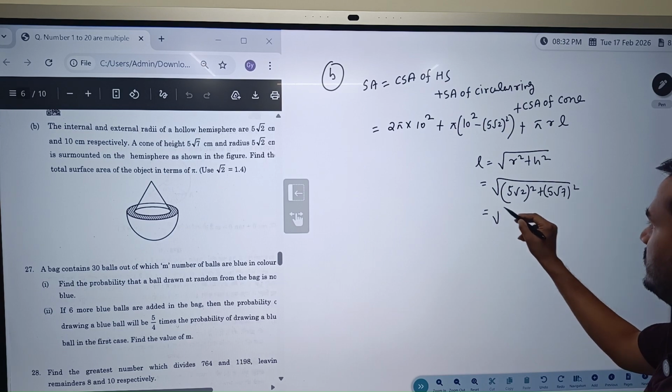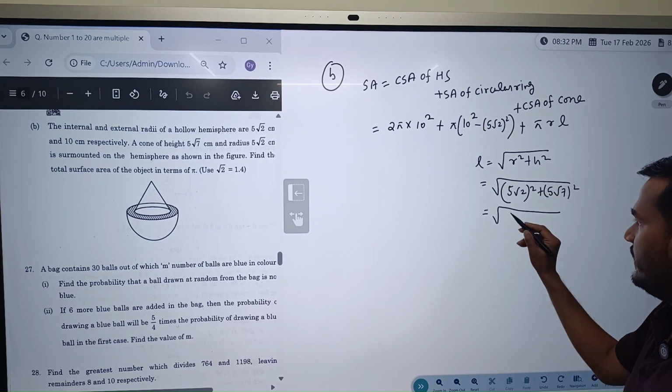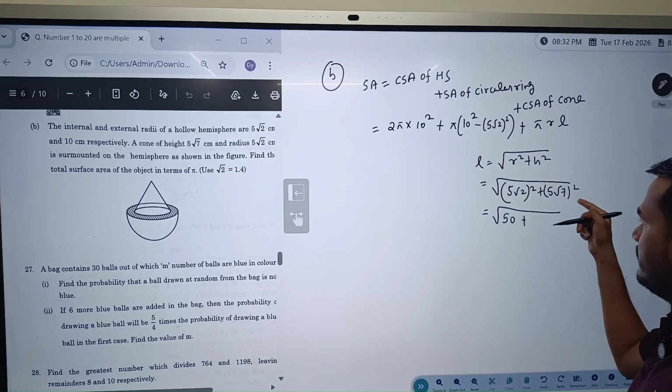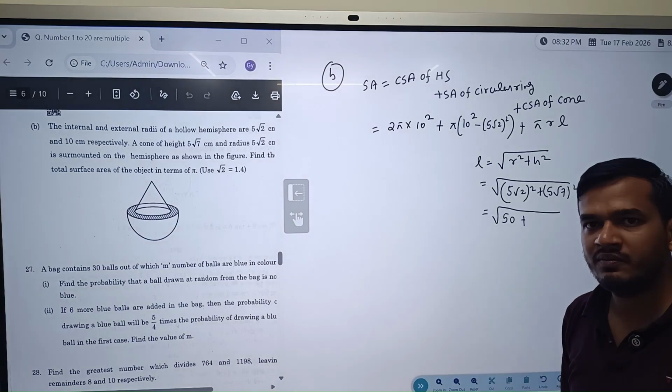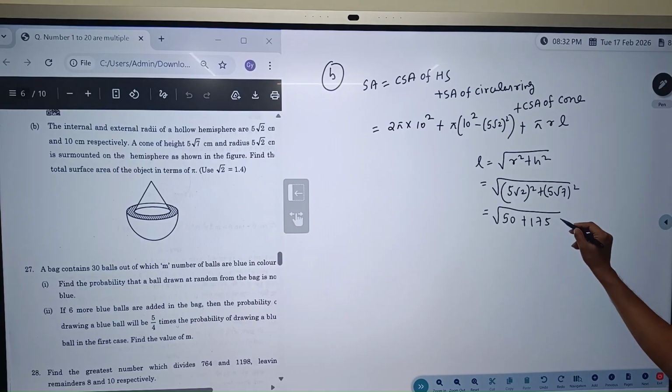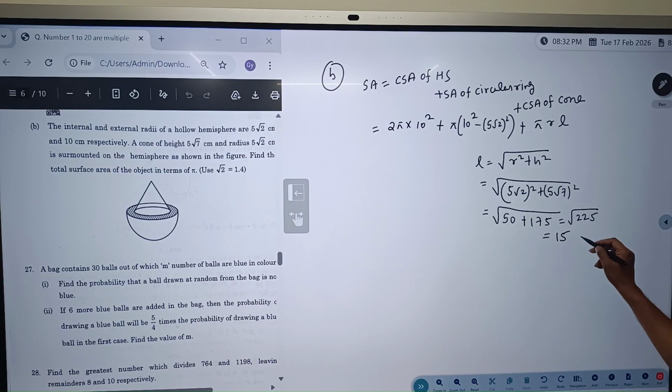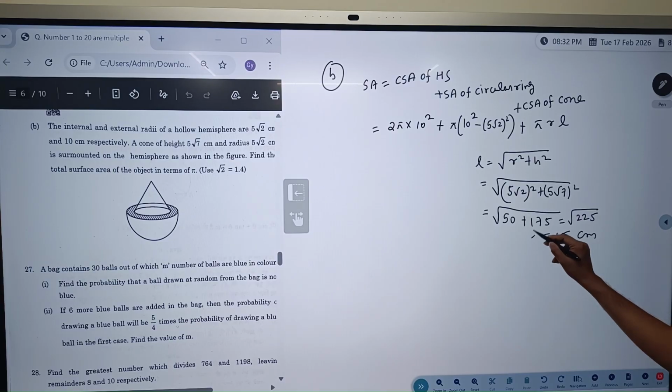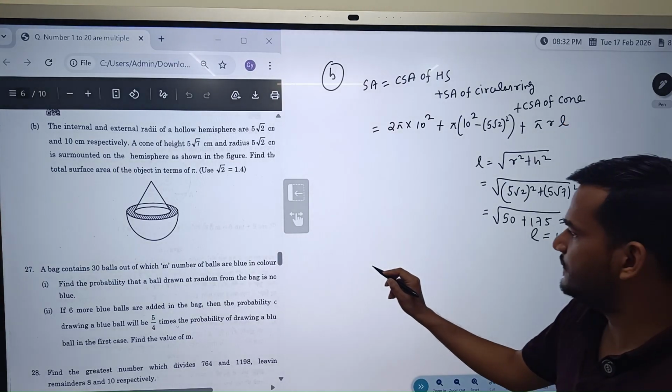Now we do this calculation. (5 root 2) whole square, 25 into 2, 50. (5 root 7) whole square, 25 into 7, 175. So total is 225, that is the square of 15. So l equal to 15 unit is centimeter. Now we substitute all the values.